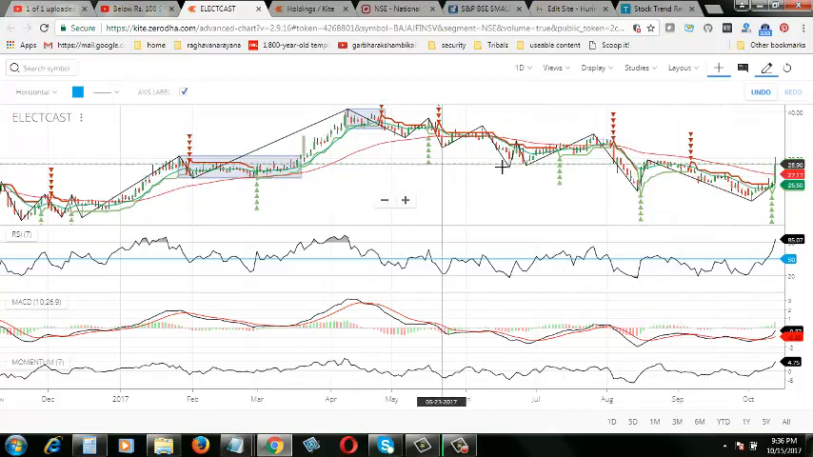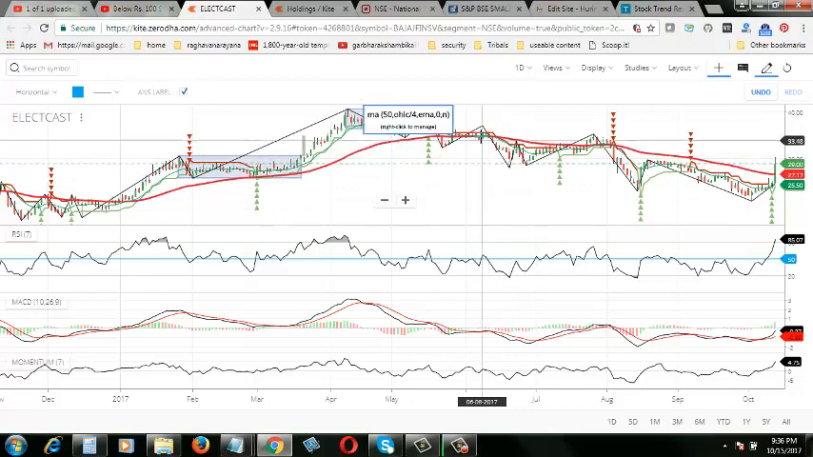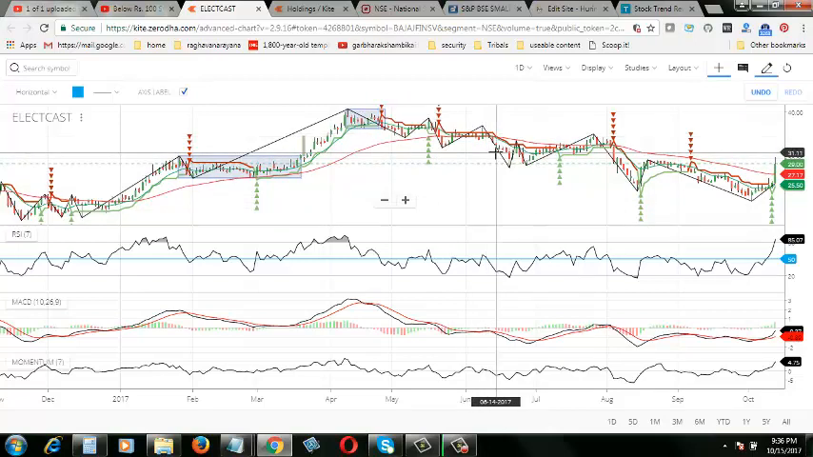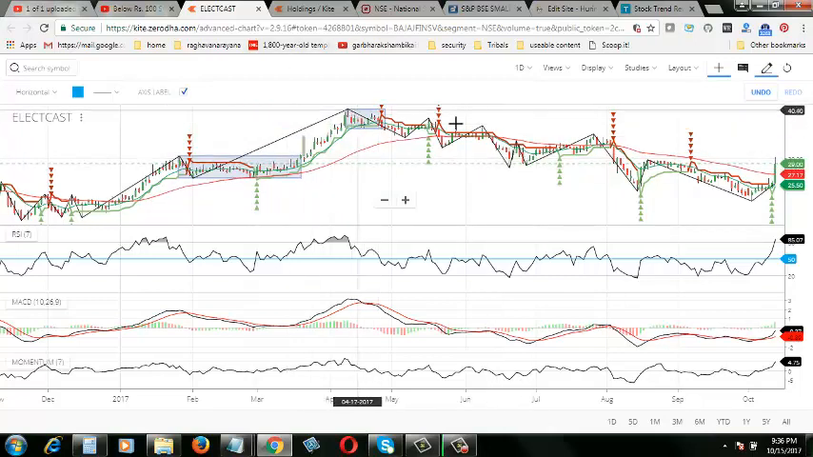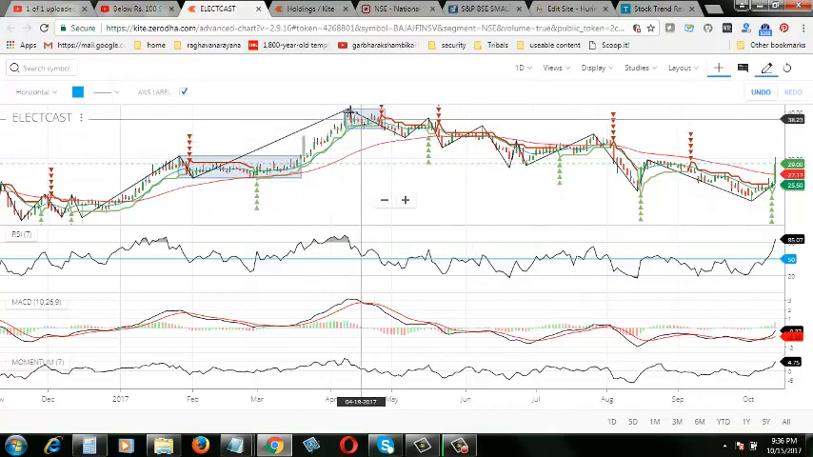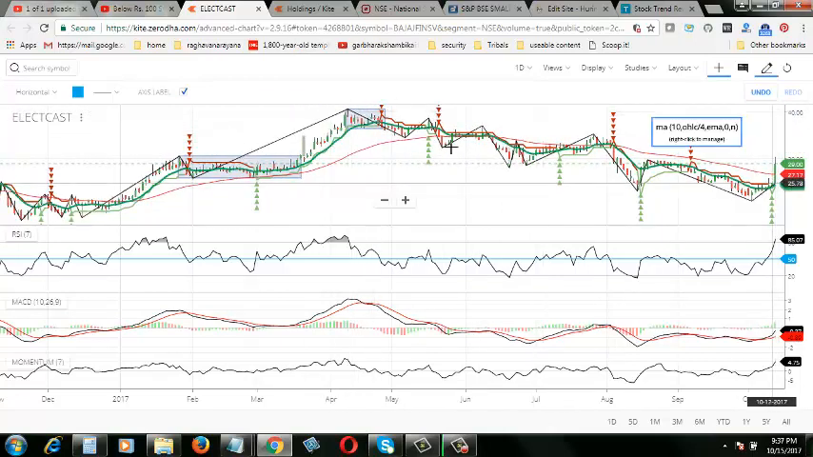Okay, and it is making new lows and new highs which are lesser than the previous lows and previous highs. The lows are lower, and highs are lower. Okay, so because of that, the trend is going down. If you see this peak and see this peak.